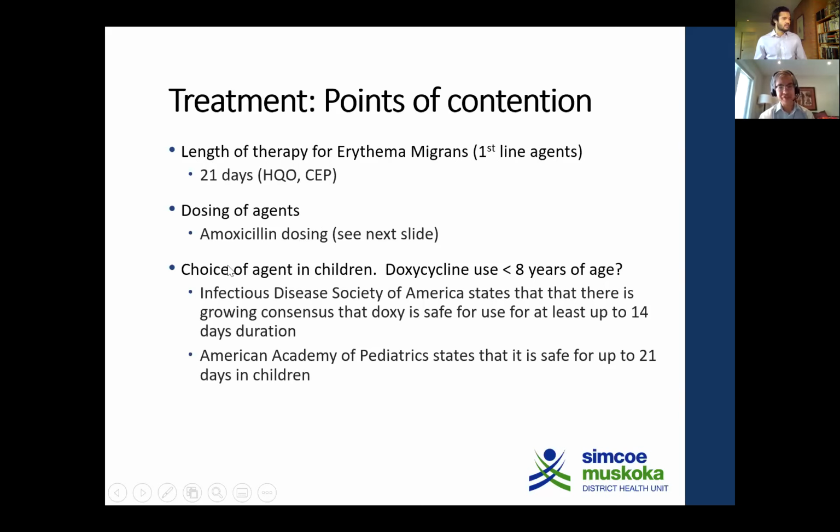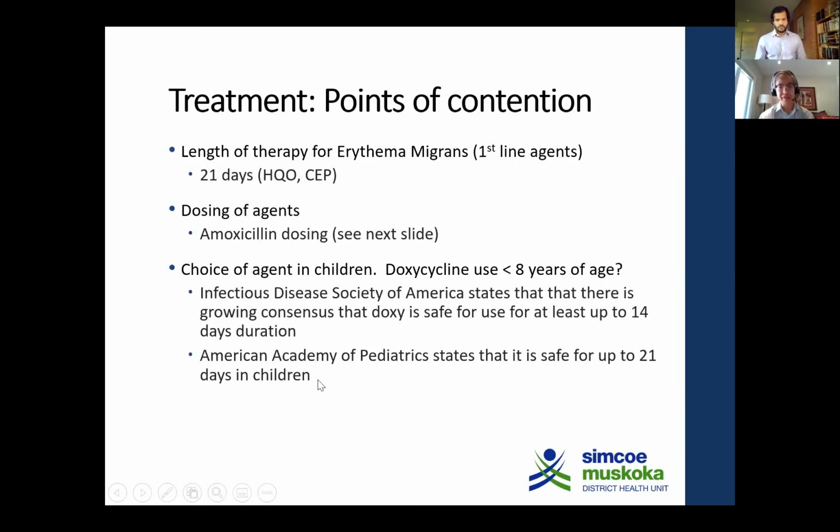And then there's the choice of agent in children. Now, the Infectious Disease Society of America, which is the mainstream infectious disease association, does state that there is growing consensus that doxy is safe for use for at least up to 14 days duration. The big reason is that doxycycline is a newer generation of tetracycline, and they haven't seen staining of teeth as a risk for up to 14 days.